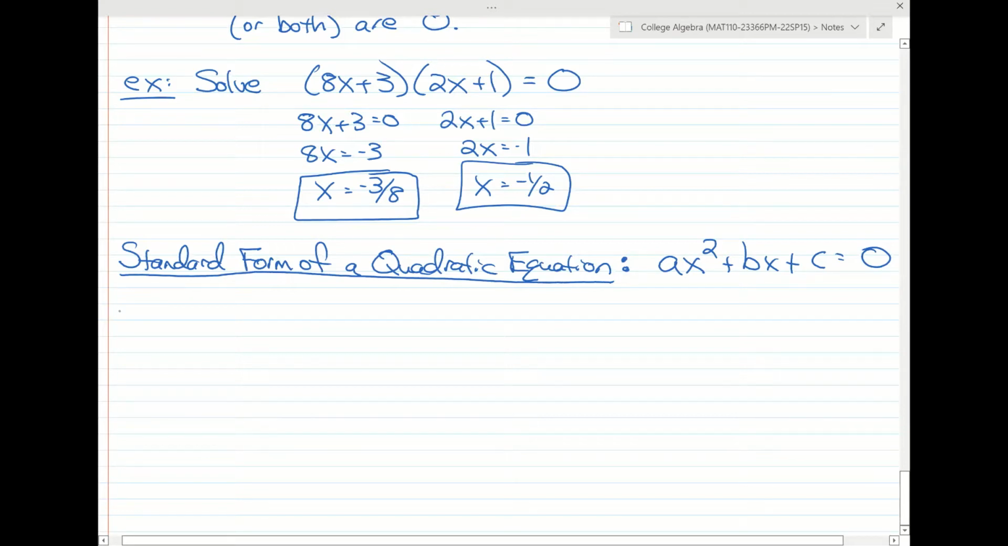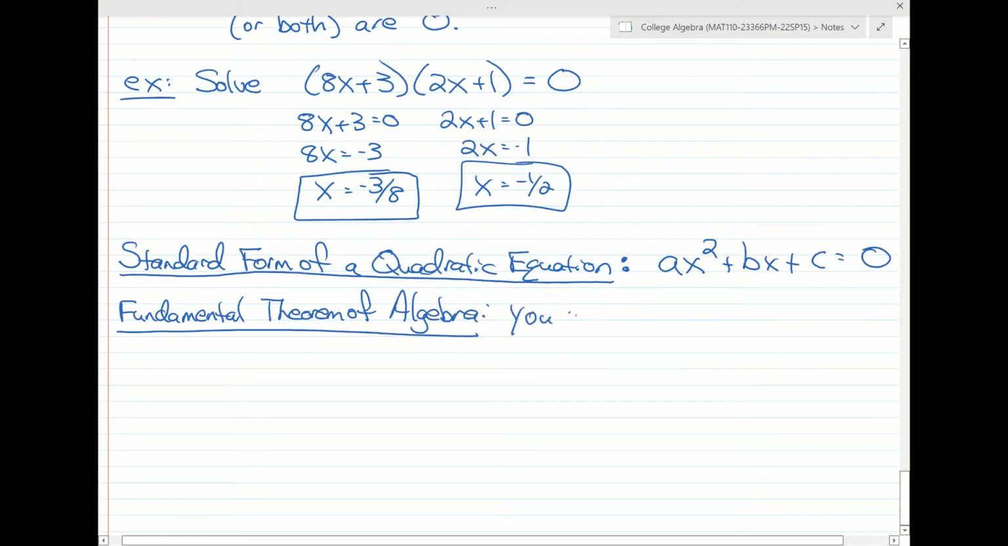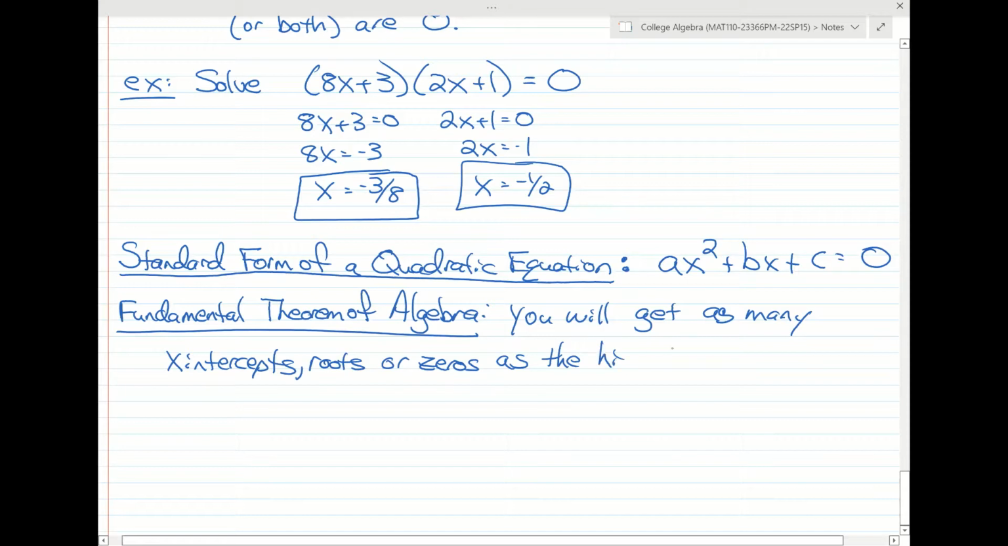Something else to talk about is called the fundamental theorem of algebra. Fundamental theorem of algebra says you will get as many x-intercepts, roots, or zeros as the highest power of x.